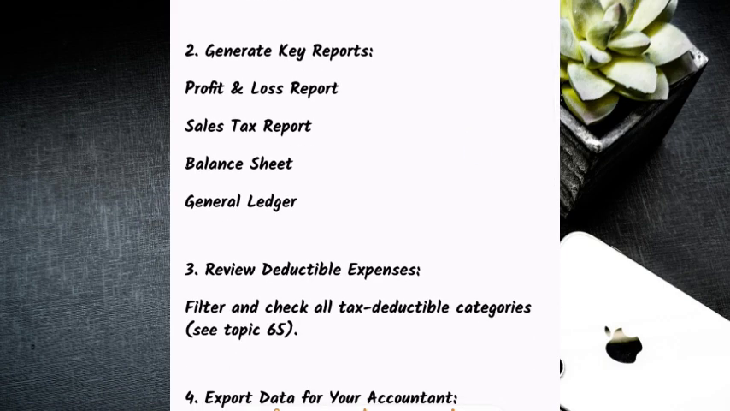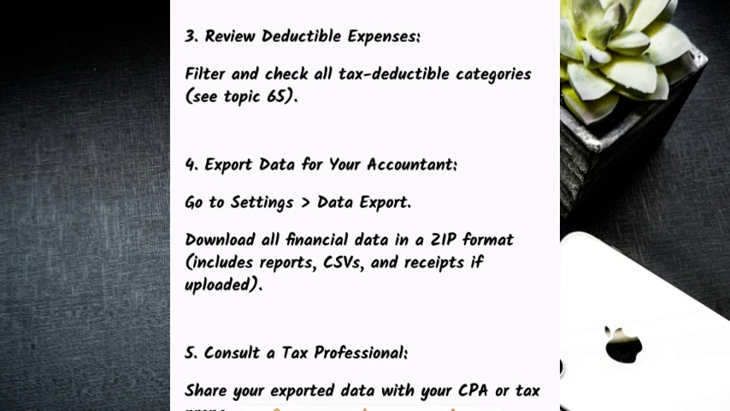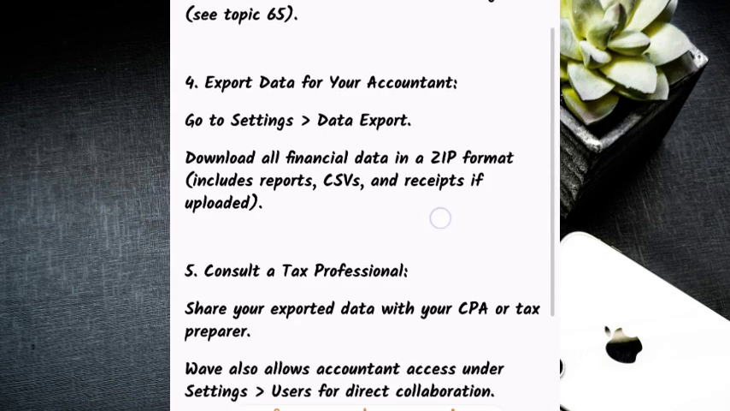Next, review deductible expenses. Filter and check all tax deductible categories. Next up, export data for your accountant. Just go to settings, data export, and you can download all financial data in a zip format, including reports, CSVs, and receipts if of course you uploaded any.